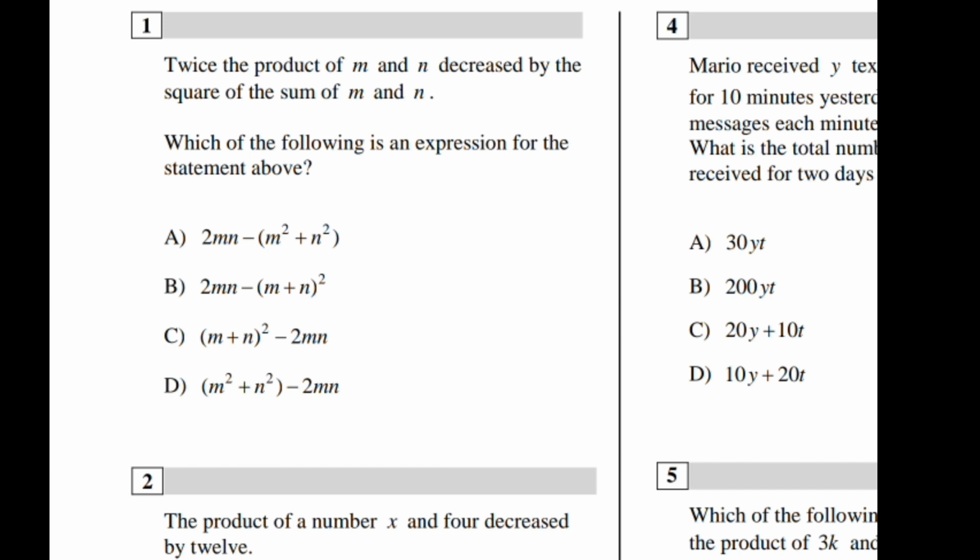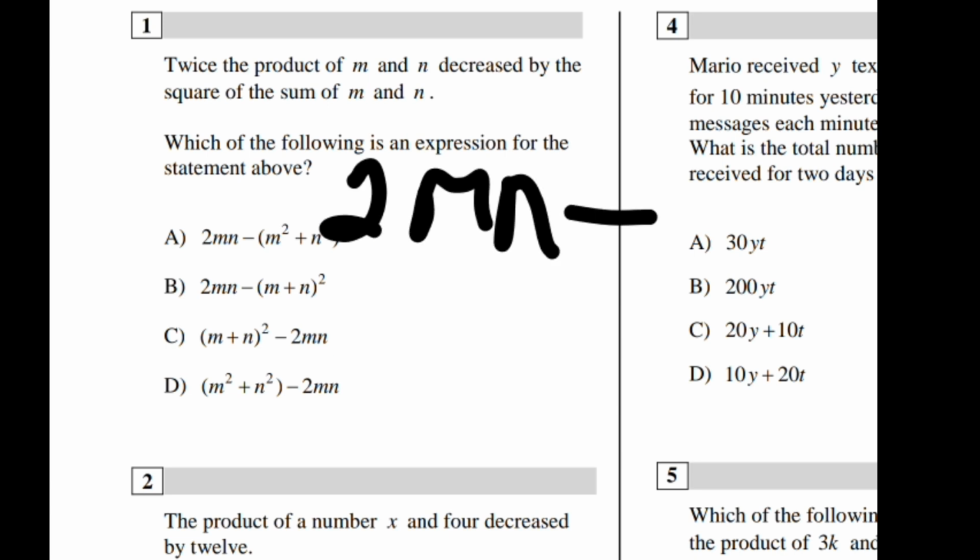Okay, we have: twice the product of m and n decreased by the square of the sum of m and n. This is a bit strategic if you don't look well. Twice the product of m and n, that is 2 times m times n. Decreased by what? Decreasing means subtraction. A decrease means reduction from the initial. The initial is 2 times mn.